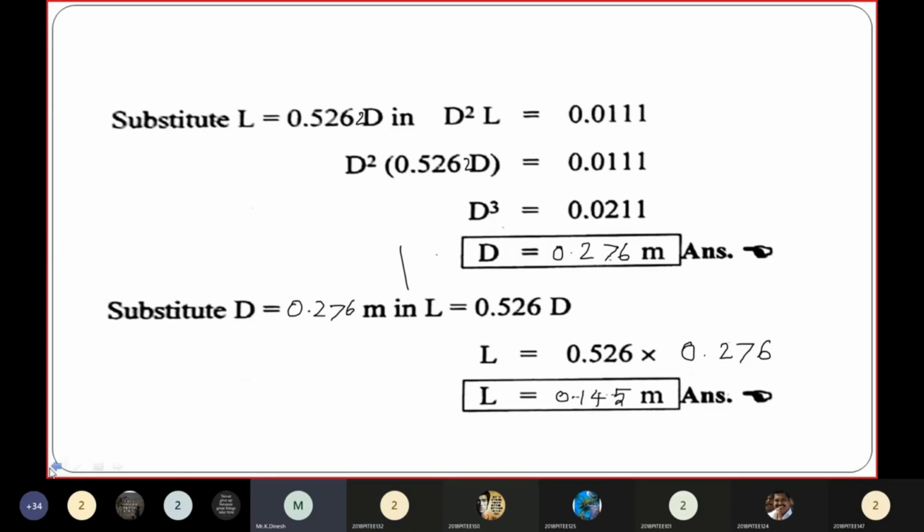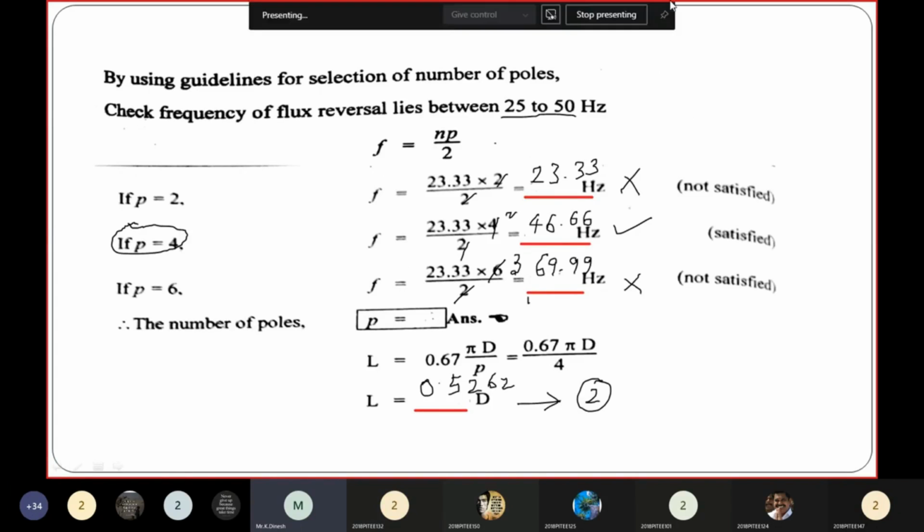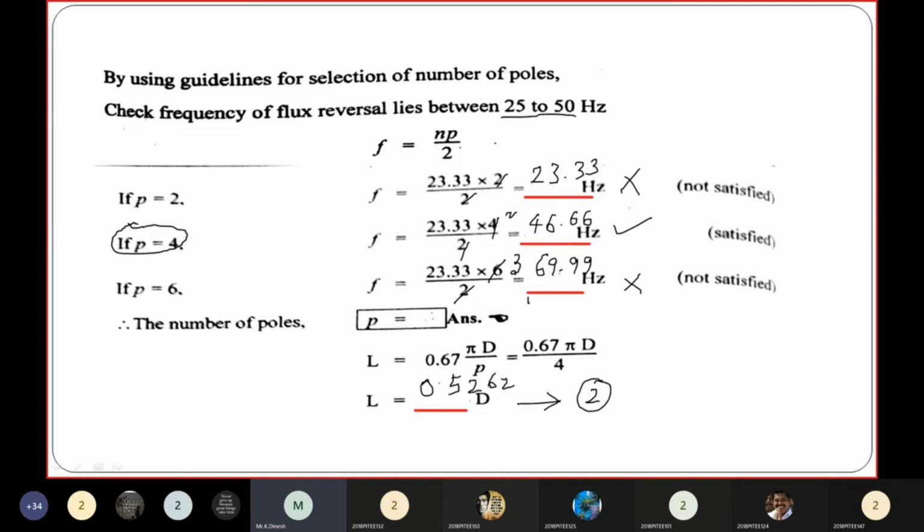I'll say once again for selecting number of poles. So first selection of number of poles is your frequency should be in the range of 25 to 50 hertz. So we know that F is equal to NP by 2. So we have pole pairs. So we have to check 2, 4, 6, 8, 10 in the even manner. So first condition I am substituting when P equal to 2 in F equation, I may get 23.33. So 23.33 obviously less than your 25. So it is not satisfied.